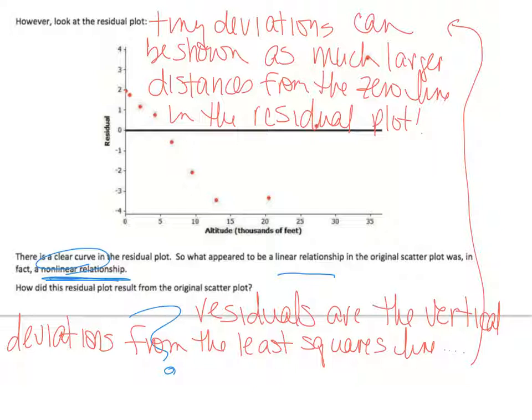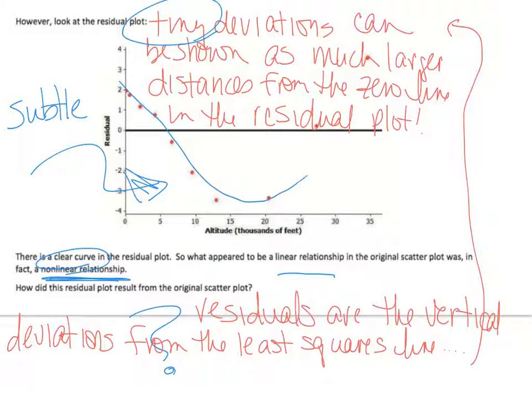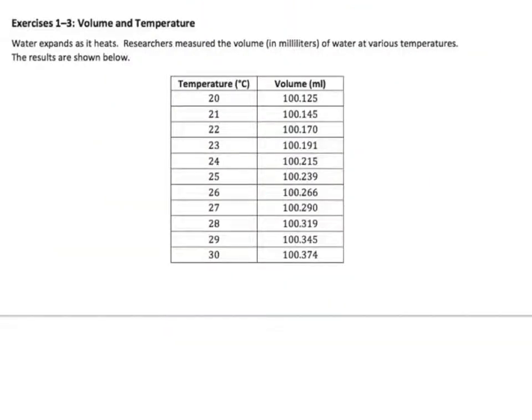So a very subtle curvature in the original relationship can be seen more clearly in the residual plot. That's why we draw a residual plot. So something that's really, really tiny or very subtle shows up in the residual plot as a curve. Okay? And there's one up there that I covered over. All right, volume and temperature.